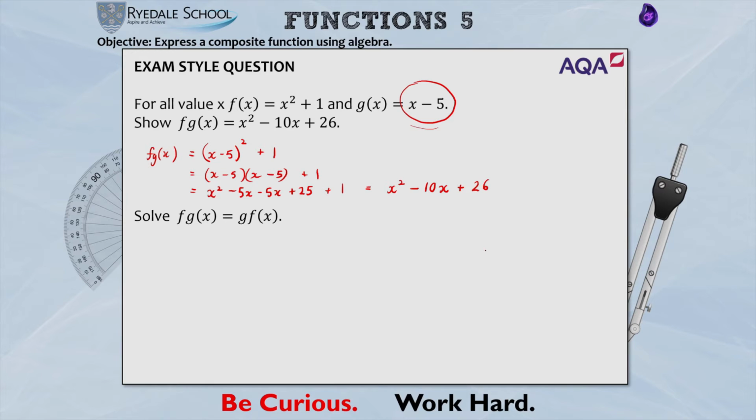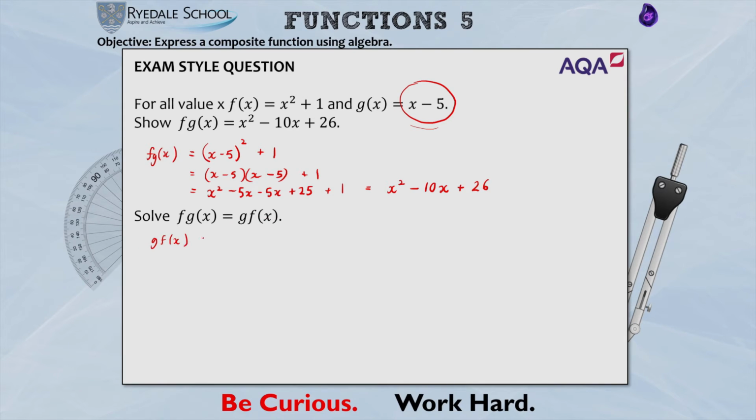I think that question was worth 2 marks, and then this final question is worth 4 marks. It then says, solve f of g of x equals g of f of x. So it's asking us to set up an equation and solve it. We already have the first part of the equation. What we don't have is what g of f of x is. So I'm just going to work that out.